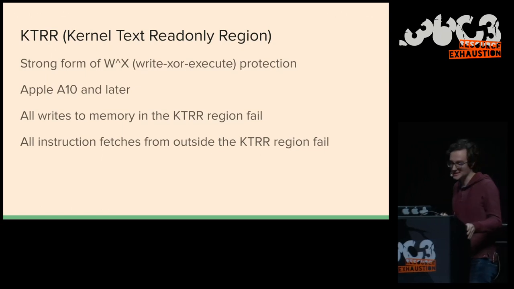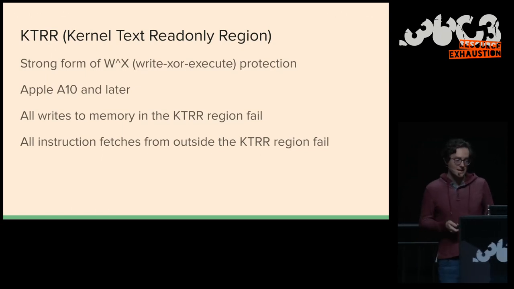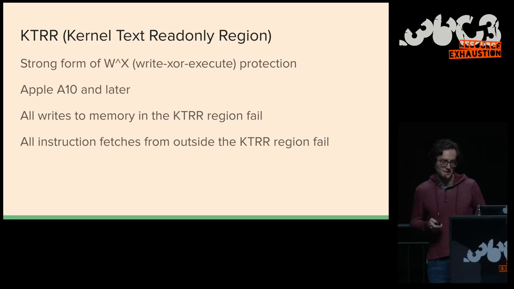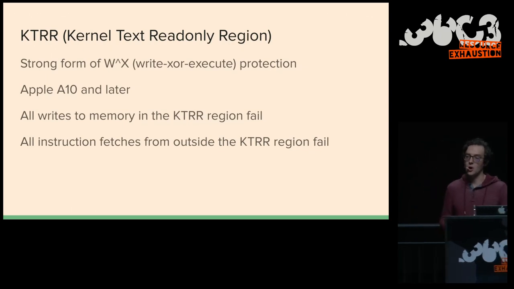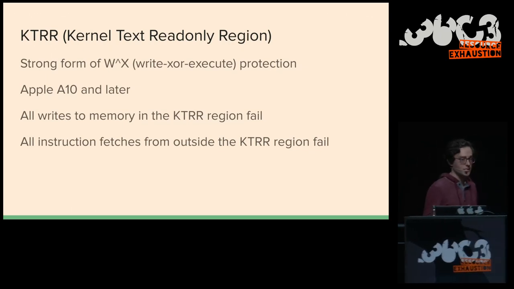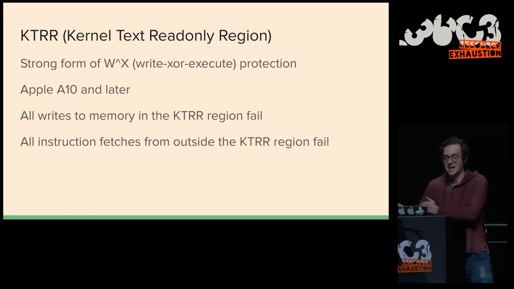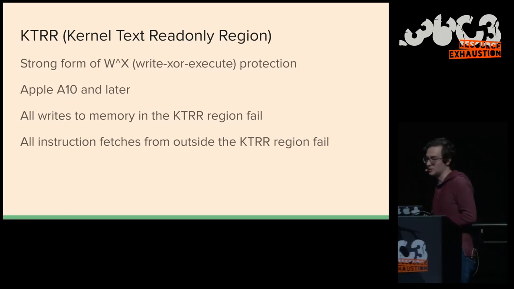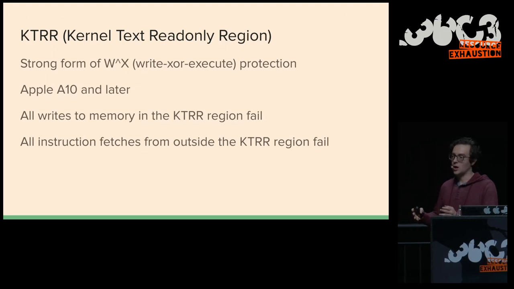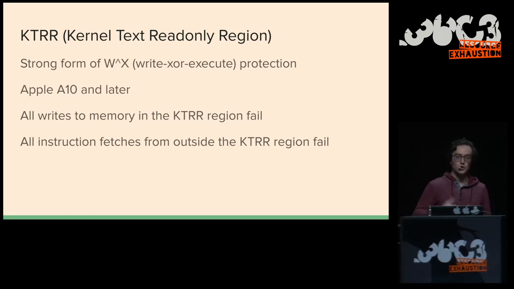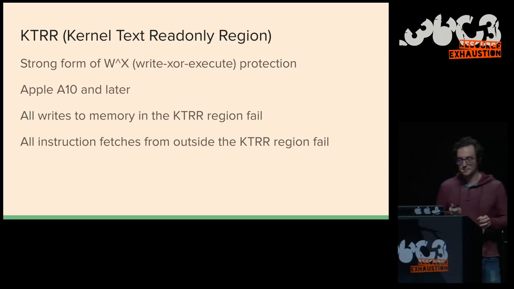So what KTRR boils down to is a very strong form of write XOR execute protection. It's available in Apple A10 CPUs and later, and it provides two very strong guarantees. First is that all writes to memory inside of the region protected by KTRR will fail. This is what provides the lockdown guarantee that what was put there by the secure boot chain stays that way and can't be changed. But there's another part to it which is equally important, and that is that all instruction fetches from memory outside of the protected region are guaranteed to fail. This is what ensures that you can't put new executable code in the kernel, that the only code that you're allowed to run is the kernel's own code.